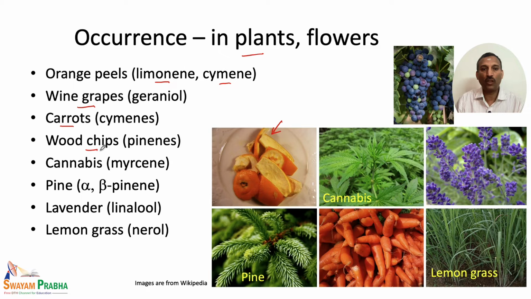And wood chips, the pine smell of these wood chips actually comes from pinenes. And cannabis actually contains myrcene as another terpene. And if you look at lavender, the beautiful lavender colors, the lavender smell comes from linalool. And the lemongrass actually contains nerol, which gives that typical lemon smell to this particular plant. So various terpenes give different aromas to the particular plants.